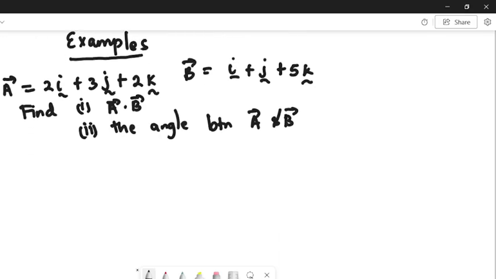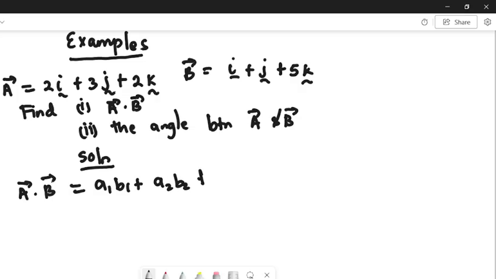So our dot product is quite a simple one. We already know the formula. This one will be A1 B1 plus A2 B2 plus A3 B3.